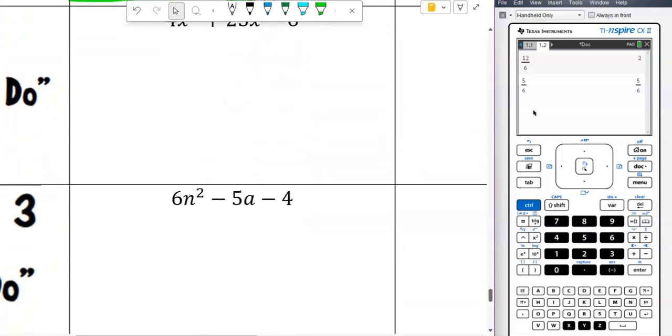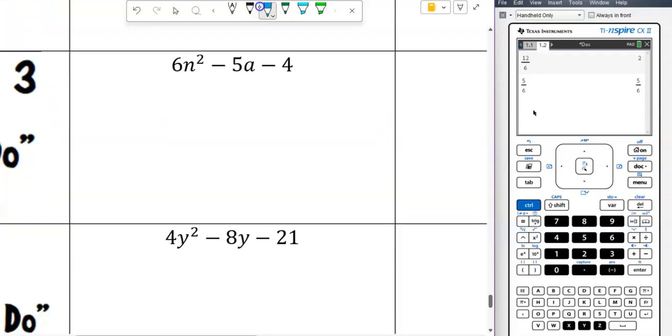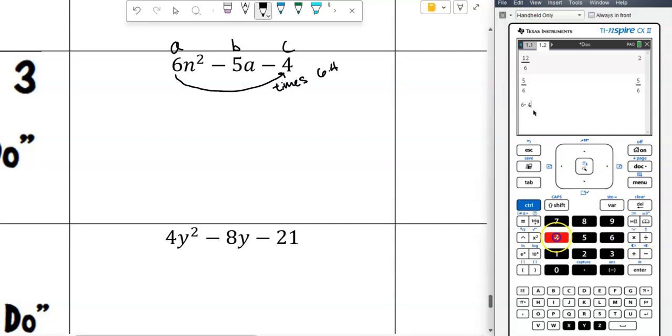Let's go ahead and look at another type of problem. We label all A, B, and C. We move the A to the back, and we multiply. 6 times 4 is 24. So here we have n squared minus 5. Oh, that's a typo. That should be an n. Minus 24.